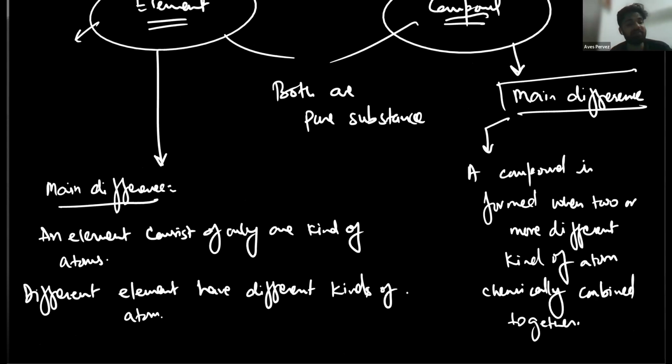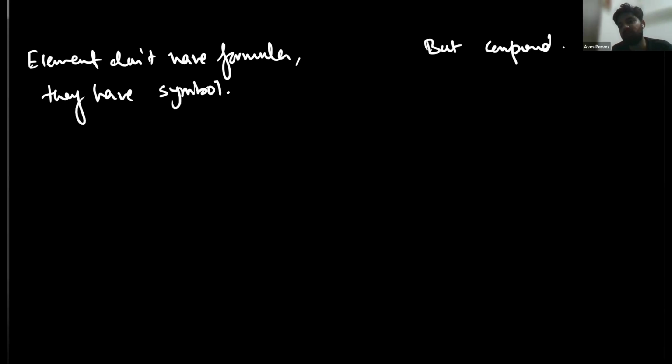Now the element does not have a formula. They have symbols. But compounds have a formula. Elements don't have a formula. They have symbols. But compounds have a formula.